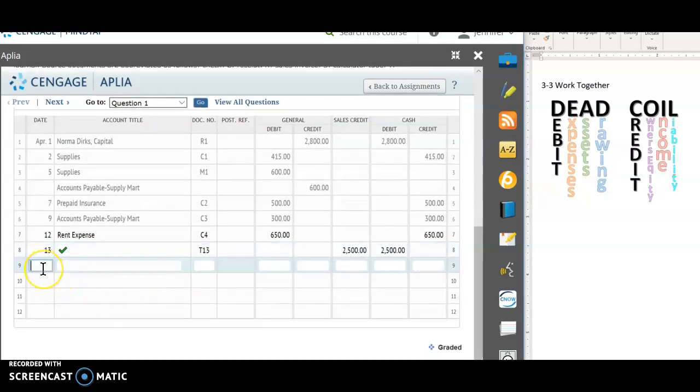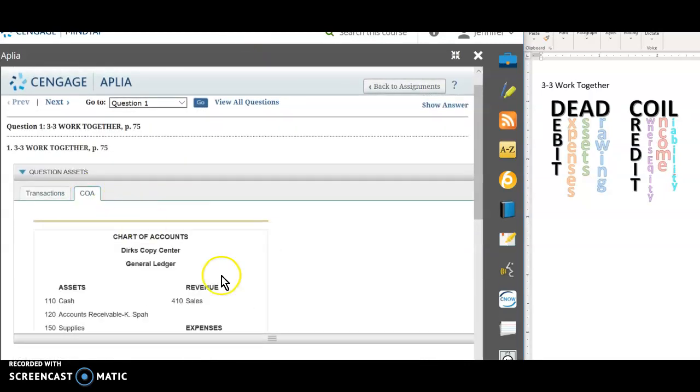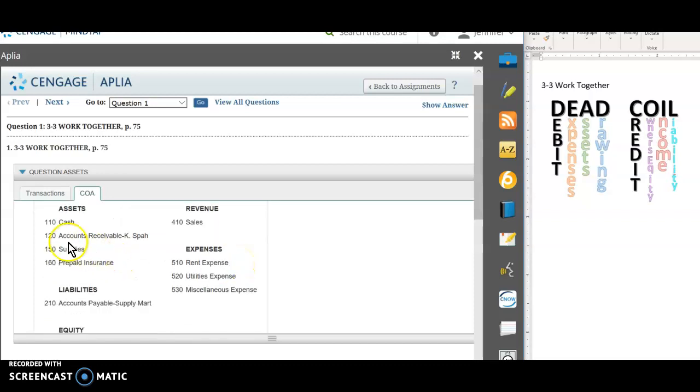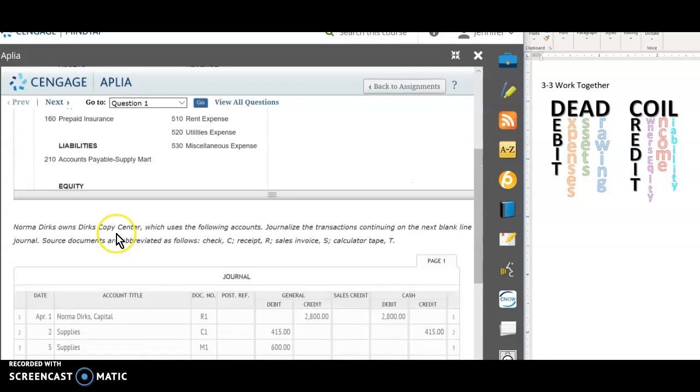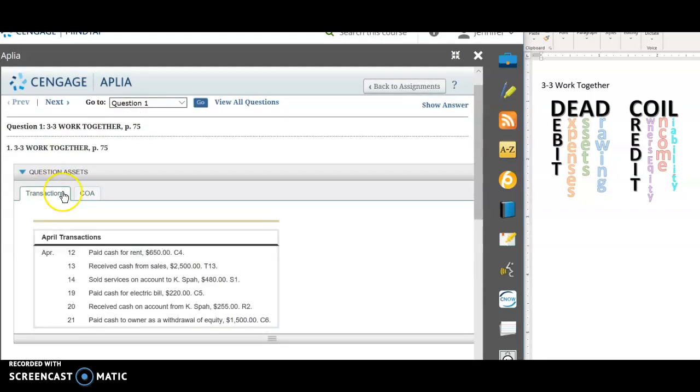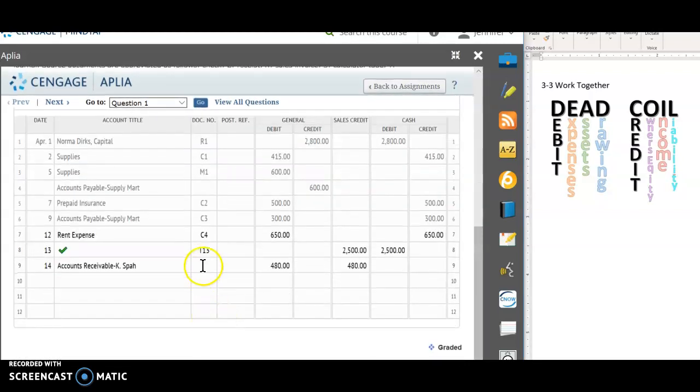Okay, so on the 14th, we have a sales credit of $480, and then our accounts receivable is the debit of $480. Now let's make sure we write it correctly. So we're going to go to our chart of accounts. Accounts receivable right here, accounts receivable dash K period Spa. Okay, so type that in. And our source document number is S1, sales invoice 1. I don't think it matters if you capitalize it. So we've got our sales credit and our general debit.